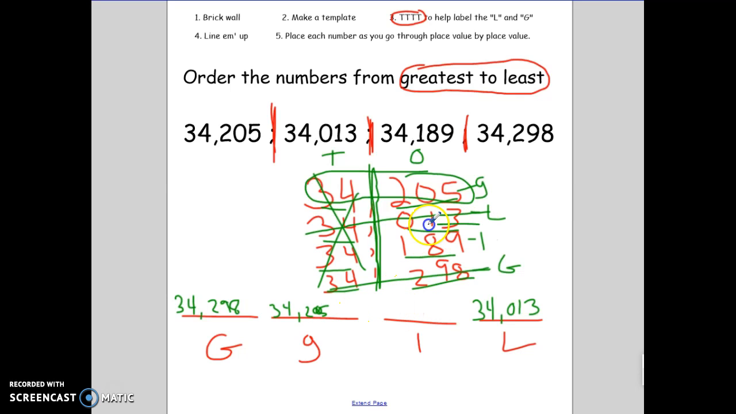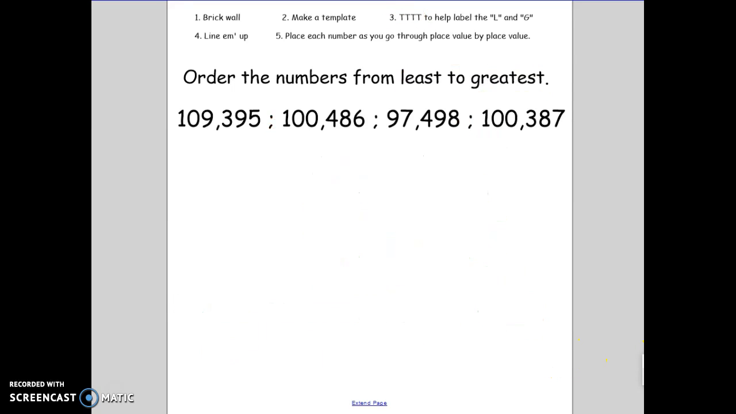And then over here is my final one. I want to make sure I don't repeat any, 34,189. And again, I just want to double check, does this make sense? Is 34,298 really the greatest? Because we need to make sure we're not going from least to greatest instead of greatest to least. And this looks great.